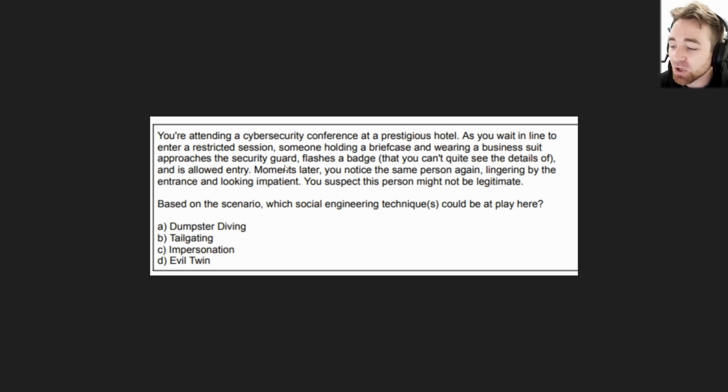Next question reads, you're attending a cybersecurity conference at a prestigious hotel. As you wait in line to enter a restricted session, someone holding a briefcase and wearing a business suit approaches the security guard, flashes a badge that you can't quite see the details of, and is allowed entry. Moments later, you notice the same person again, lingering by the entrance and looking impatient. You suspect the person might not be legitimate.